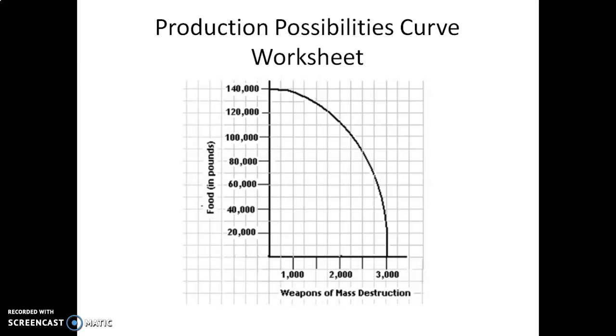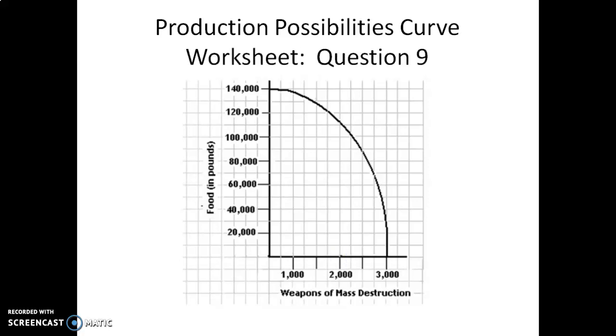So the key point to learn here is that as you devote more and more resources to a single product, your opportunity cost to do so is going to continue to rise. And that was question number 4. Your opportunity costs will rise because you start to use resources that really are not well suited to that particular product. So make sure you understand that. The next one I want to go over is question number 9.